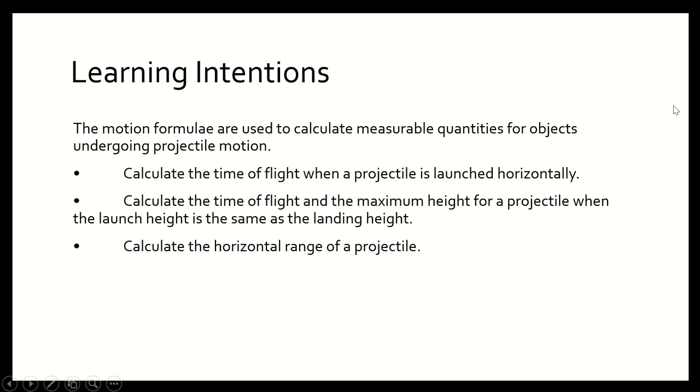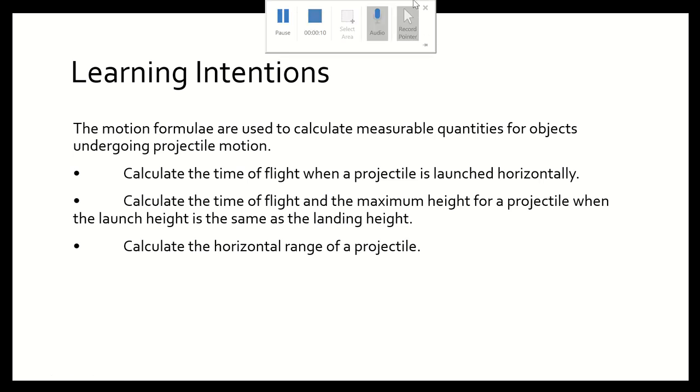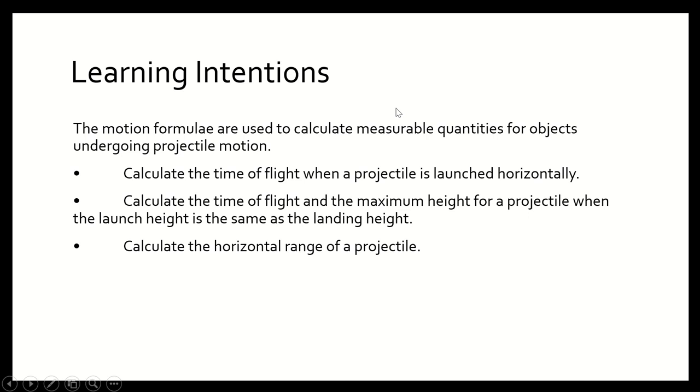Okay, now that we've learned about some of the key aspects of projectile motion, so the horizontal component of velocity is constant, and the vertical component of velocity is solely responsible for how long it takes to get to the top of its flight or how long it stays in the air for, we can start finally doing some calculations. You're going to be calculating the time of flight for when a projectile is launched horizontally, straight off a surface. You're going to be able to calculate the time of flight and the max height for a projectile when its launch height is the same as the landing height.